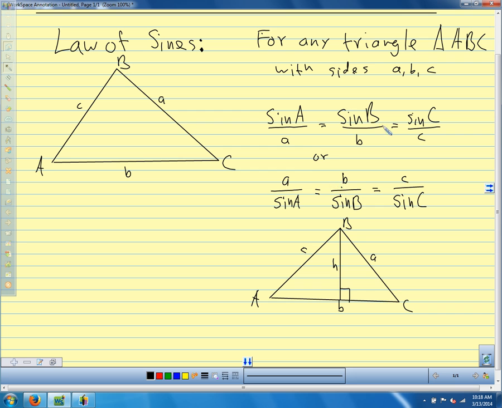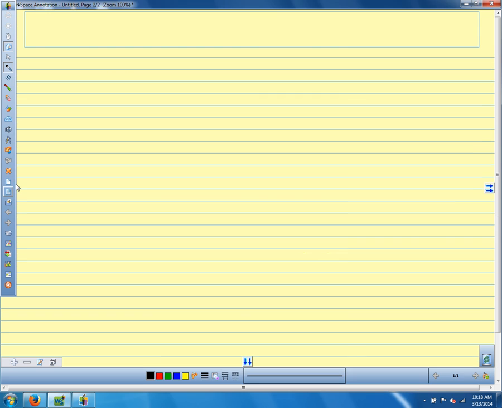So questions on what the law of sines is telling us? So really what we're doing is this is opening up some possibilities for working with different kinds of triangles. We're going to use the law of sines, and I'm going to switch the page here. So what we do with the law of sines is called solving triangles.